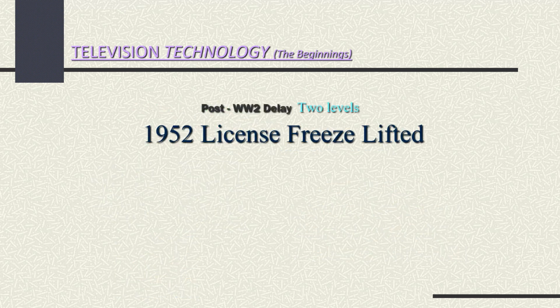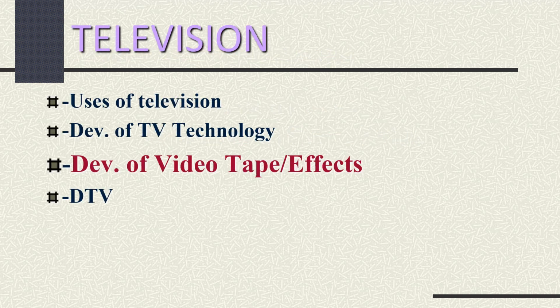By 1952, both the government and the networks have really kind of worked out their problems. And in 1952, the FCC lifts its license freeze. So that's the beginning of television technology.